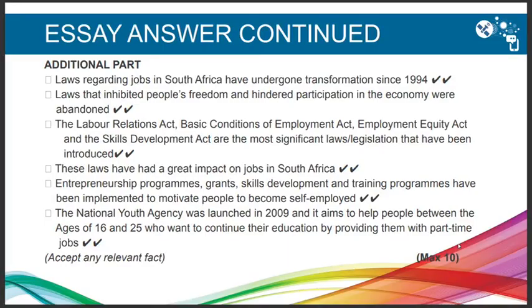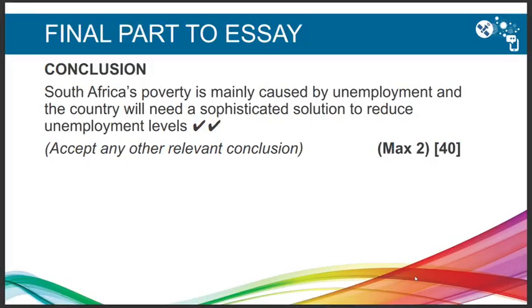Now remember, your additional part will always differ. There will always be a different additional part. Your main body never changes. So here you can see there's 2, 4, 6, 8, 10, 12 ticks, but you can only score to a maximum of 10 marks for that section. And then the conclusion to this essay, whatever you want to write as a conclusion would be acceptable. Okay.